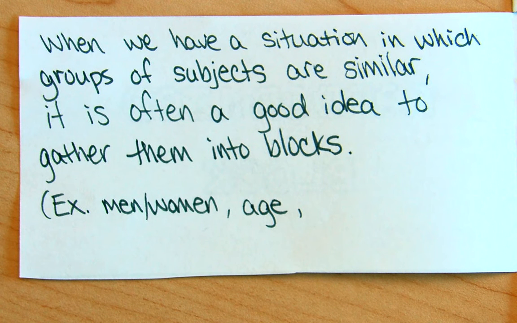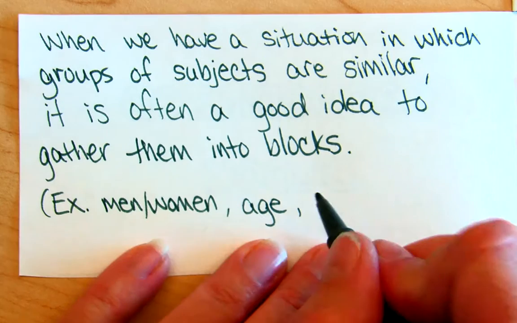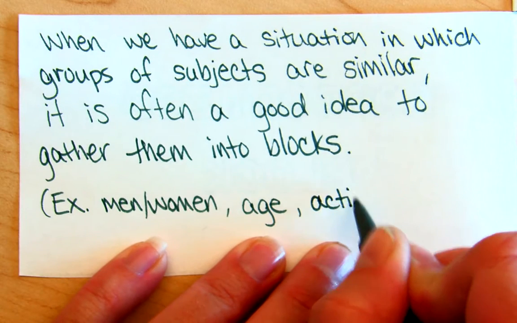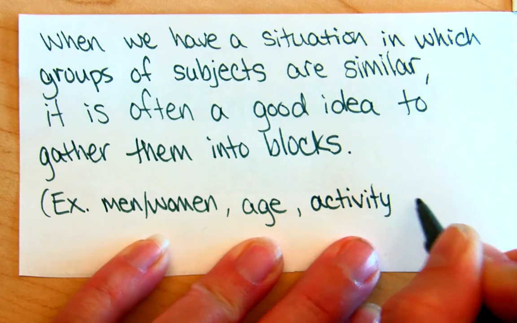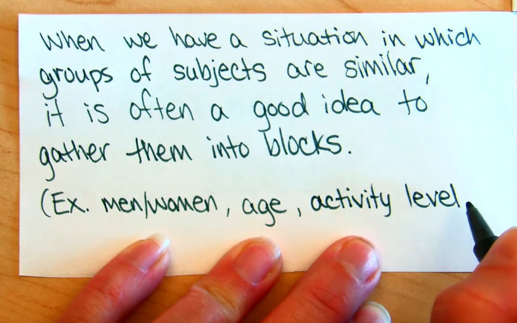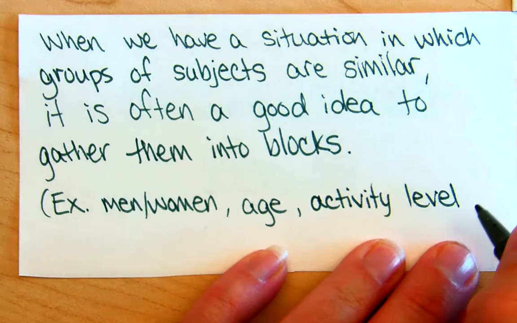Okay, we don't want to compare the wrestling team with people that just watch TV all day and don't do anything. We want to compare like groups. So if we separate them and put all the athletes competing against athletes and the non-athletes against non-athletes, then we would be more likely to get better results. So maybe activity level could be something that we would use to block.